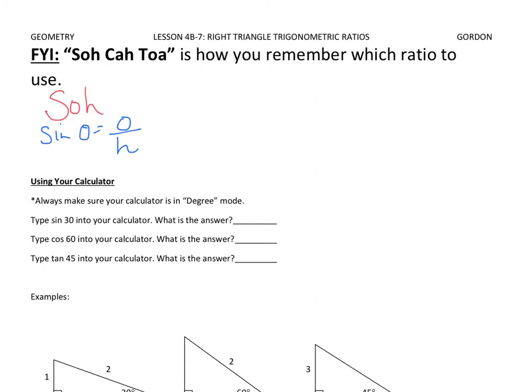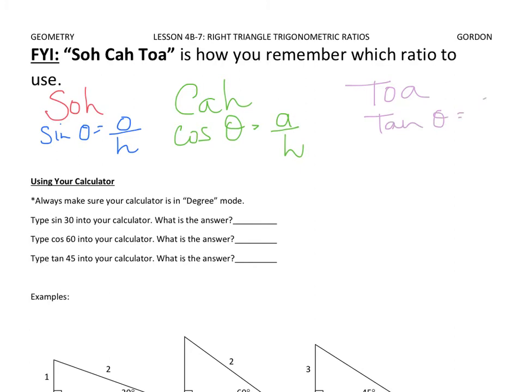So we have CAH, and that is cosine: cos theta is equal to adjacent over hypotenuse. And then for our last one, it's TOA, and that is tangent theta is equal to opposite over adjacent. It sounds like a song, SOHCAHTOA.